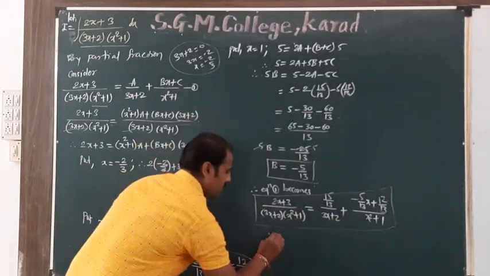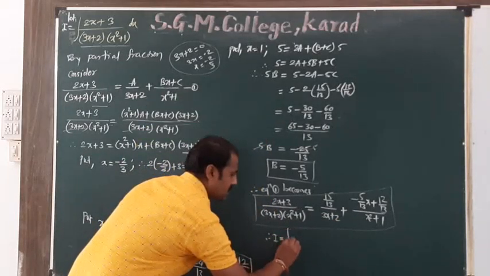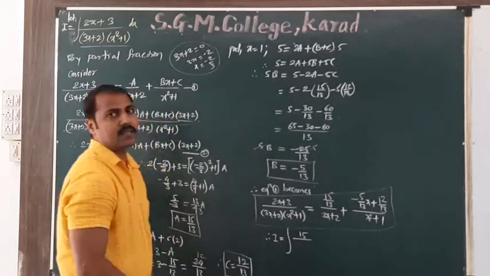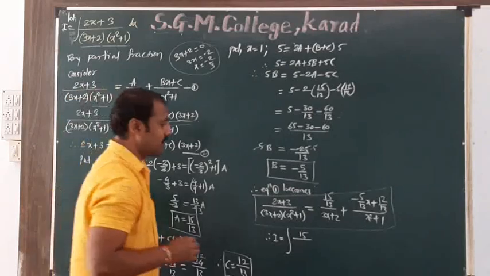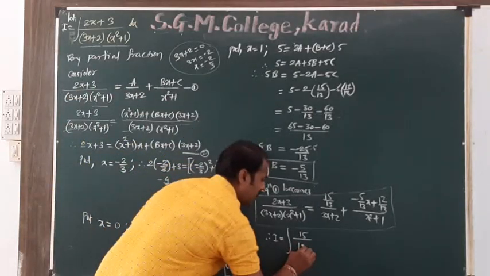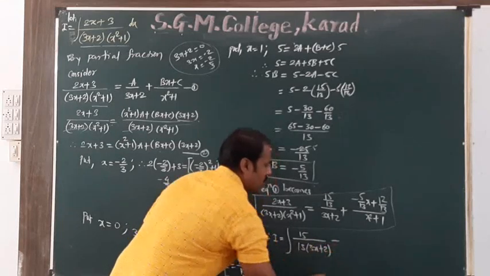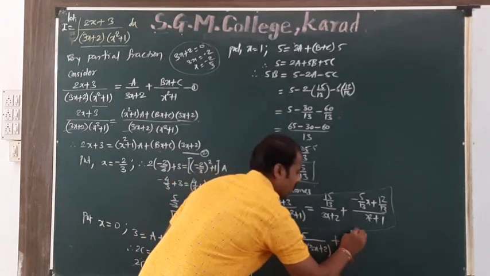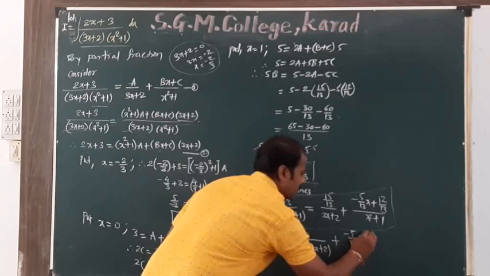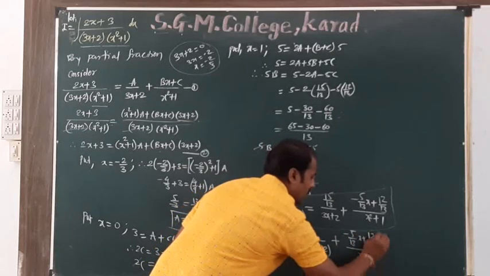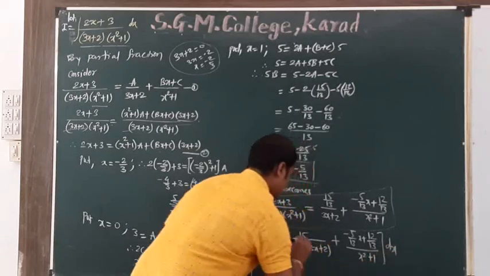So I can be written as the integration of 15 divided by 13 into 3x plus 2, plus minus 5 divided by 13x plus 12 divided by 13, divided by x square plus 1, dx.